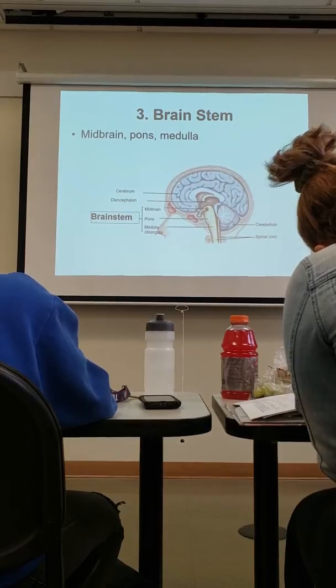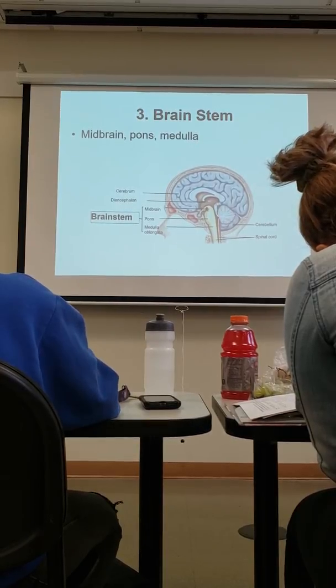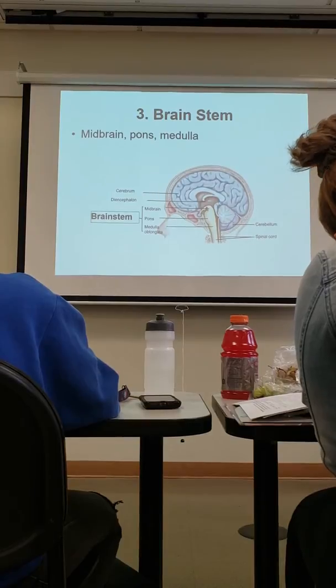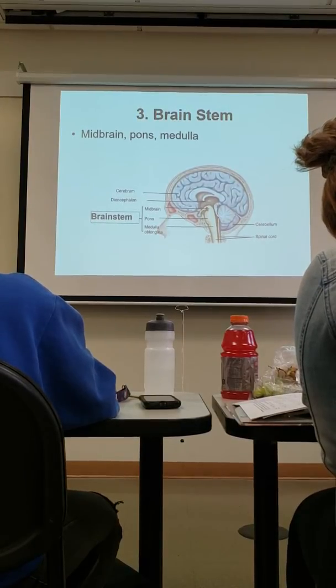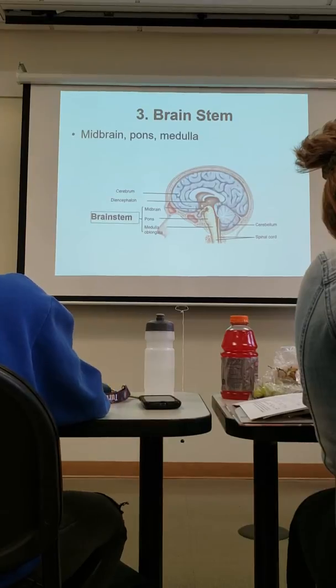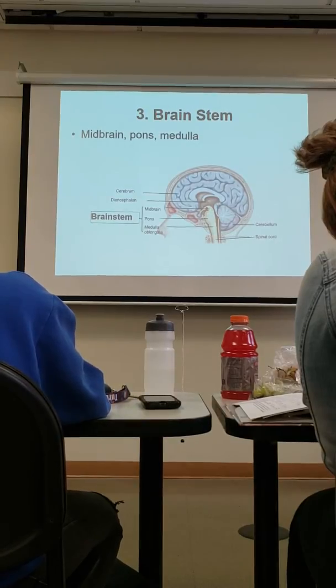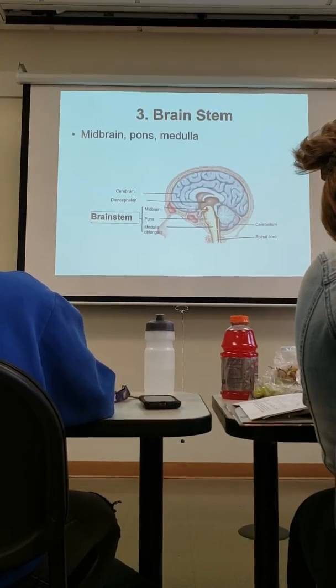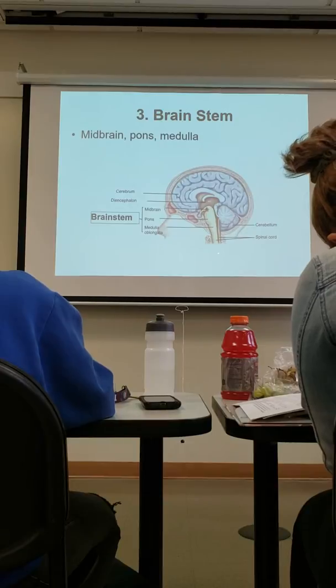All right, a third brain area that's critical is the brainstem. You might remember from anatomy, the brainstem is divided into three major regions. We have the midbrain, which is the most superior part of the brainstem. We have the pons, which is in the middle, and then we have the medulla oblongata, which is the most inferior part of the brainstem, and in fact, it merges with the spinal cord.